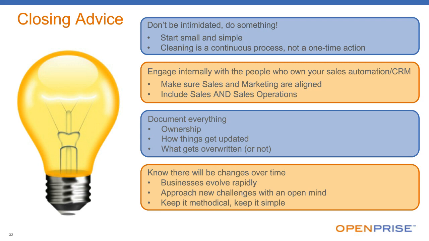Another thing to remember is that you're not in this alone. You want to make sure that you are engaging internally with the other people who are involved with or who own your sales and your marketing automation platforms. It's really, really important to make sure that you get sales and marketing aligned not only on the business goals, but really on the processes and what the plan is to actually achieve those goals. In addition to that, you want to make sure that you're including sales, from an actual sales rep perspective, and then also sales operations. These are the people who set everything up behind the scenes, who kind of keep the cogs and the wheels turning. So they need to be involved in the discussion as well.